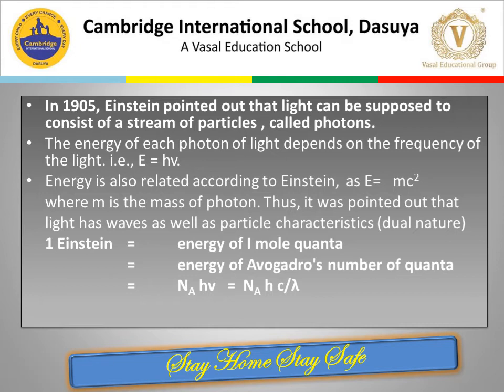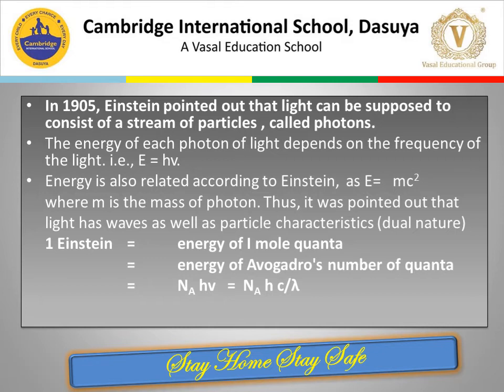So when we say E equals h nu, we are talking about the wave nature of light. And when we say E equals mc square, we are talking about the particle nature of light. Thus, it was pointed out that light has wave as well as particle characteristics. That is, light has dual nature.